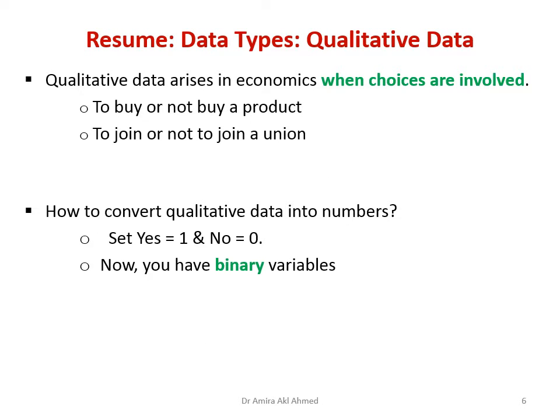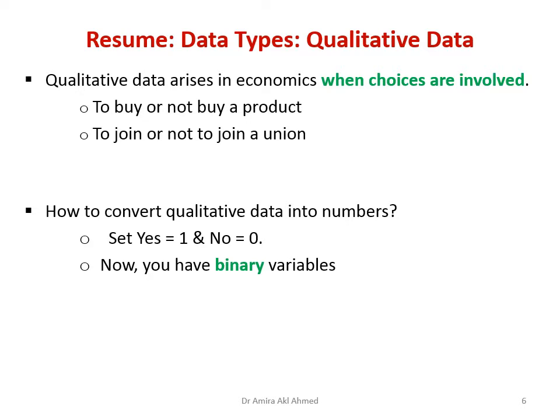In order to examine qualitative data and use it in regression analysis, it's important to convert this data into numbers. The question is how to do so. It's quite easy, but first let me remind you that such data arises often in economics when choices are involved. For example, these choices include to buy or not to buy a product, to take public transport or a private car, to join or not to join a union. Responses to these choices are yes or no.